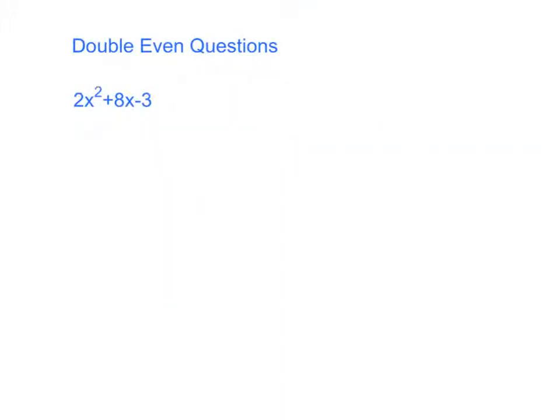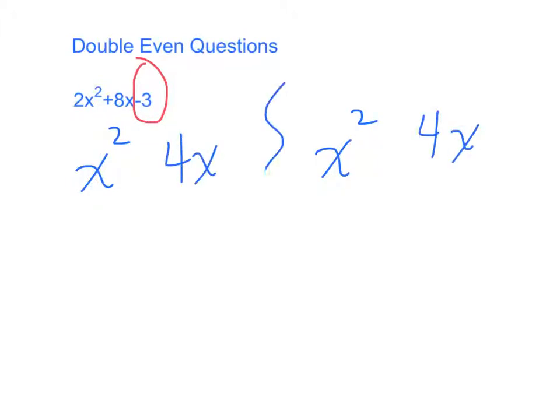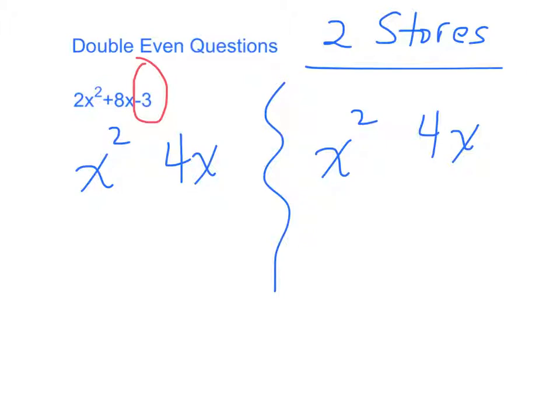All right, let's do a double even question. This one's a little bit more complicated, but not much. Let's for a moment ignore what's in our wallet, the -3, and let's split up everything else that we have. So that means we'd have an x squared in one pile, and an x squared in a pile, and 4x's and 4x's in a pile. I call this metaphor going to two stores. We're going to two stores to go shopping, so we're going to have two values.